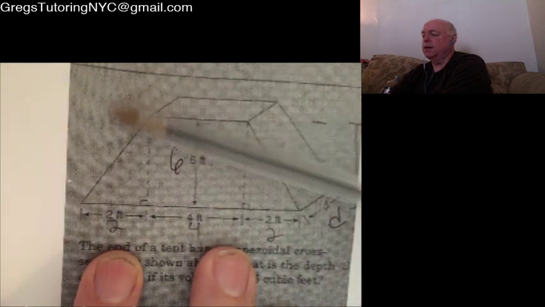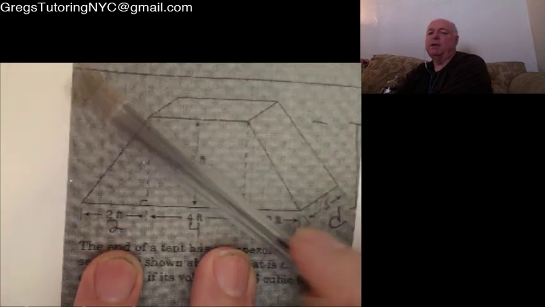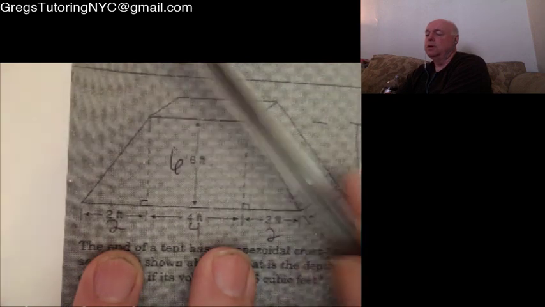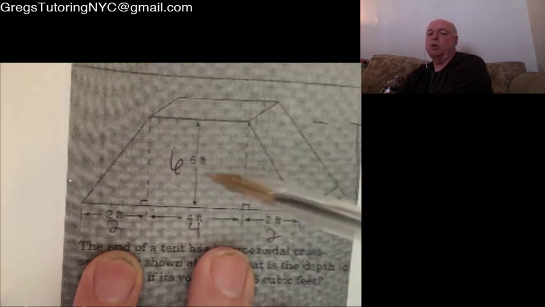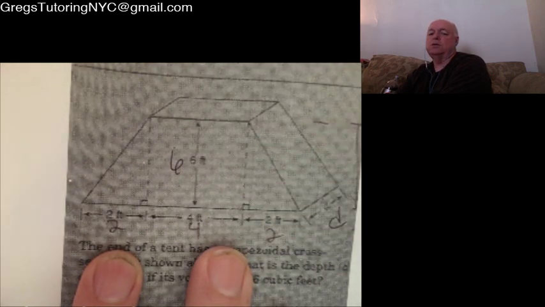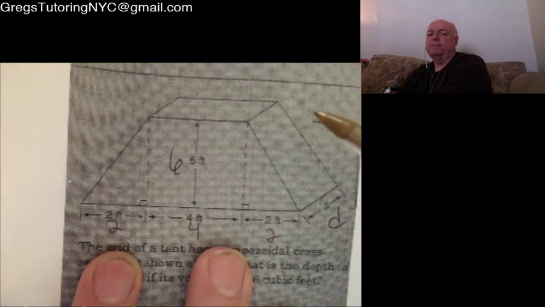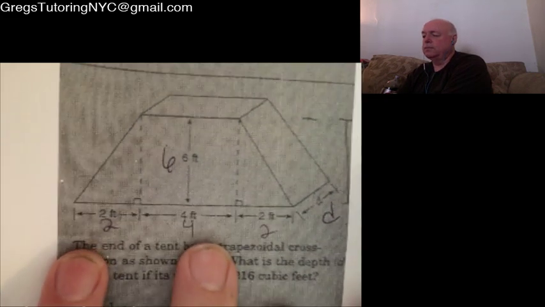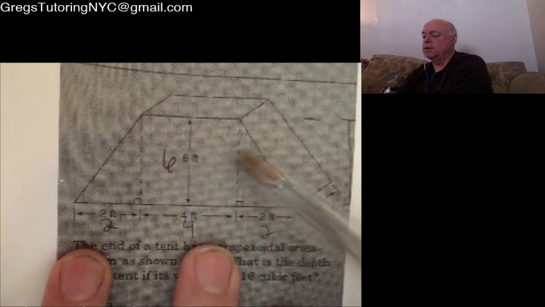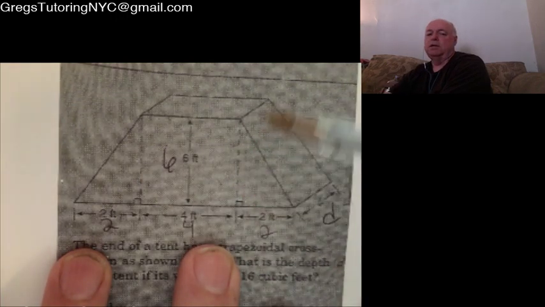Or maybe they just want the surface area of the front. Or maybe they want the surface area of all the parts. Because they could want the volume or that. So you need to know all these rules. All right, so that's really all it is. It's a trapezoid with depth to it. So it's a 3D shape.